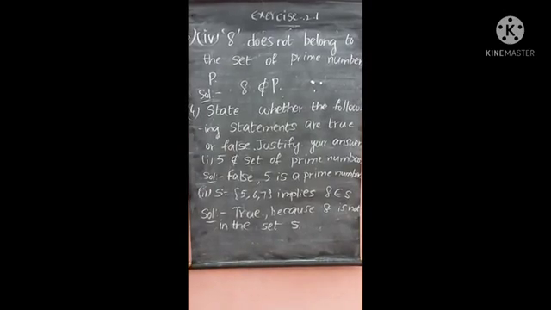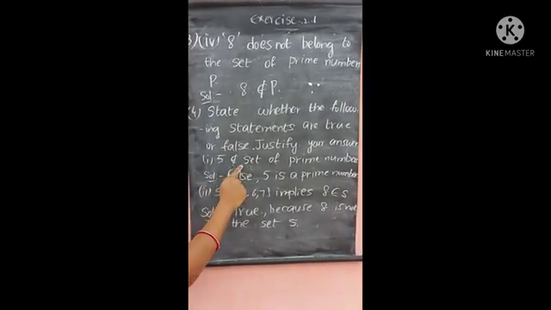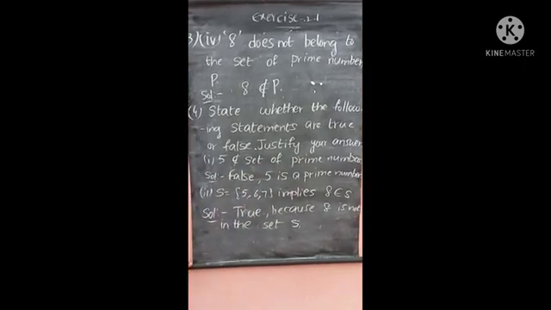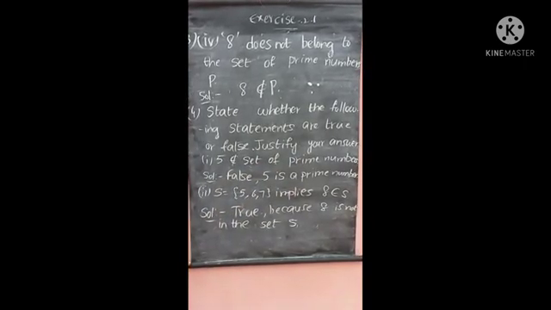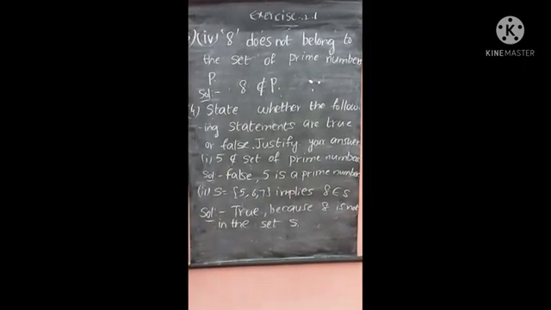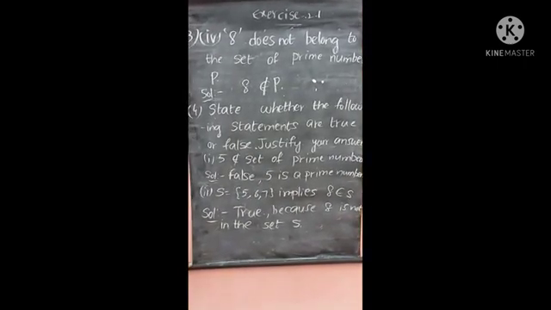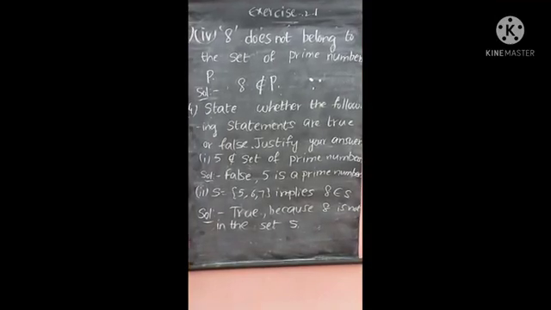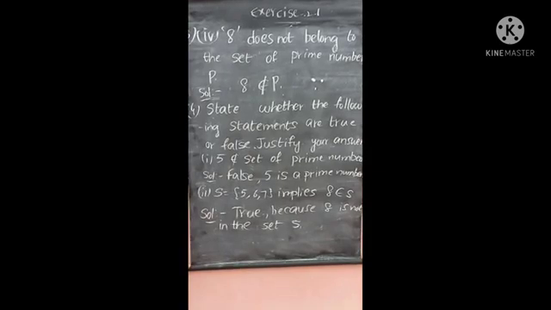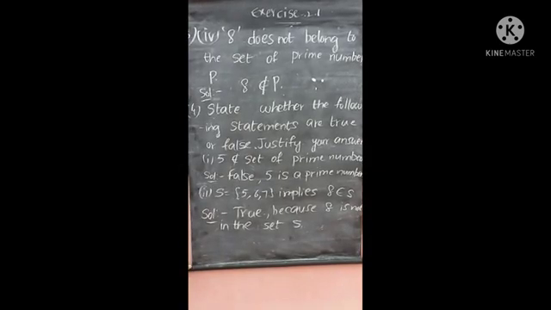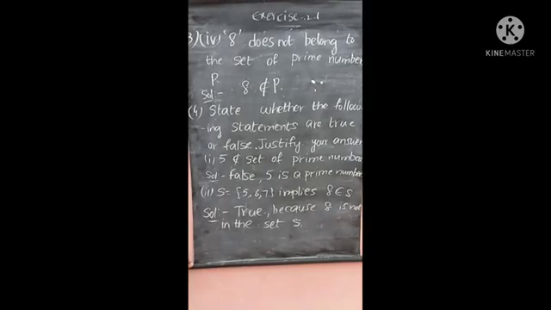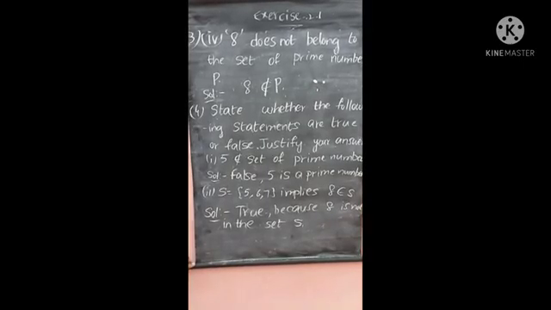So see the first question. 5 does not belong to the set of prime numbers. Already I told, prime numbers means the numbers which have only two factors, 1 and itself. So according to that, is 5 a prime number or not? 5 is a prime number. Why? Because 5 ones are 5. So only two factors are there, 5 and 1. So it is a prime number.